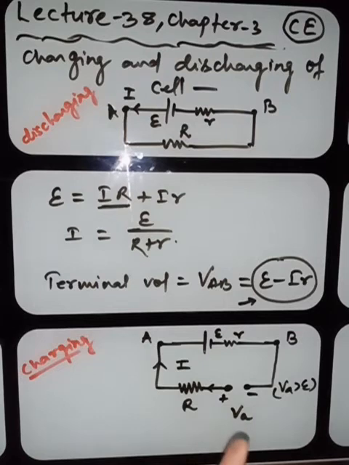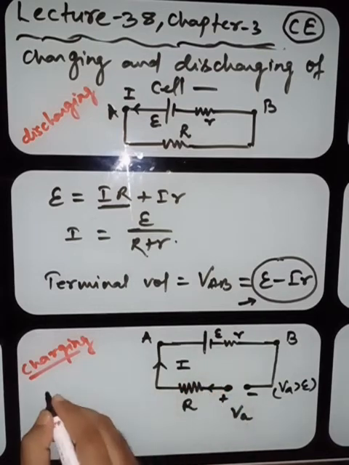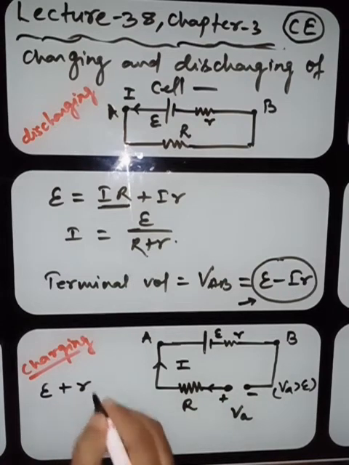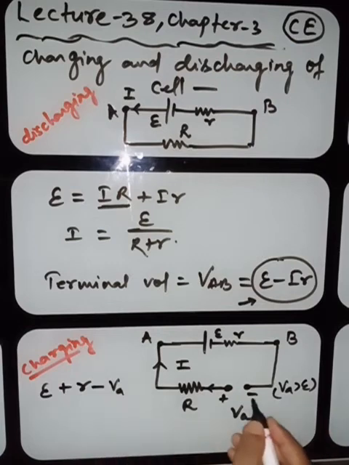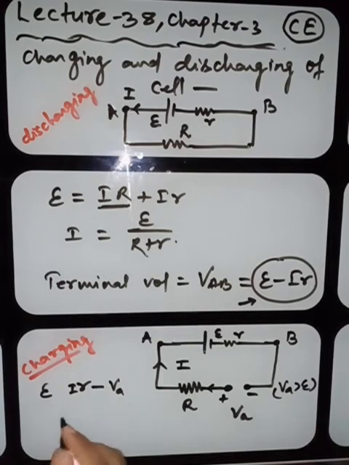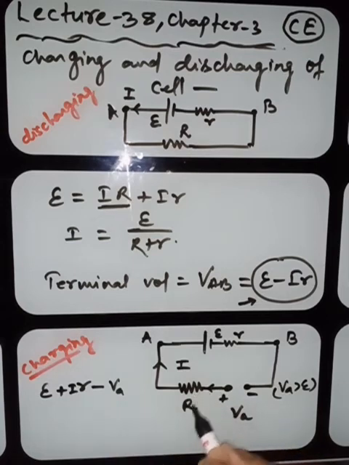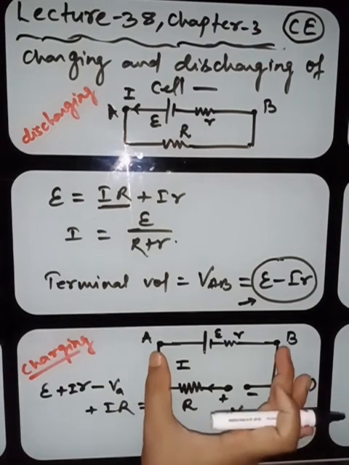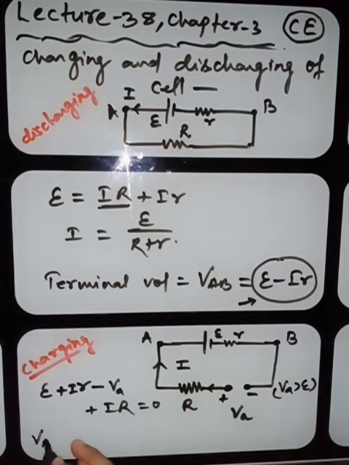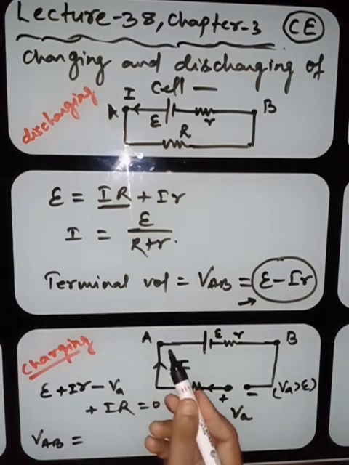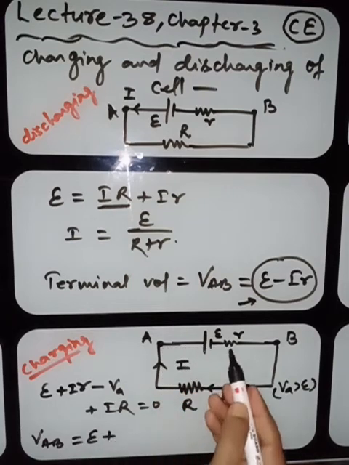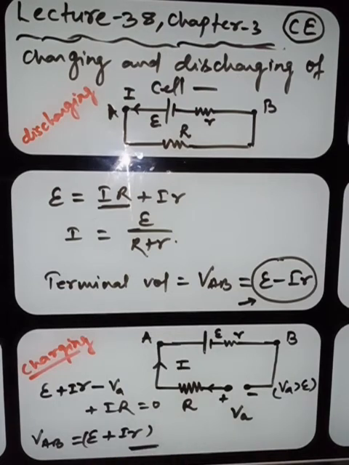And here we can write the equation using Kirchhoff's law. If you are moving here, you get the positive terminal, so plus E, then minus VA, and sorry, here we left I. It was plus, no? Yes, and we are going with the current, minus terminal, so VA, and then in the direction of current, so plus Ir, is equal to 0. Now what will be the terminal voltage over here? The potential between A and B, VAB, you can see is E plus Ir, nothing else. So this is the terminal voltage in case of charging.